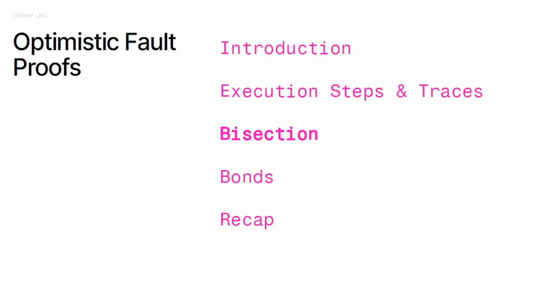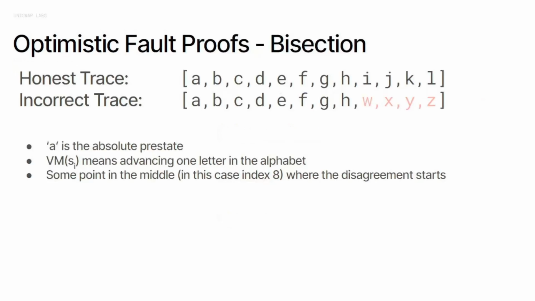Okay, we have this way of doing this deterministic computation, and we said we can't do all of it on Ethereum, but we can do a portion of that. And bisection, or binary search, is how we do this. So I'm going to walk through this simple game.